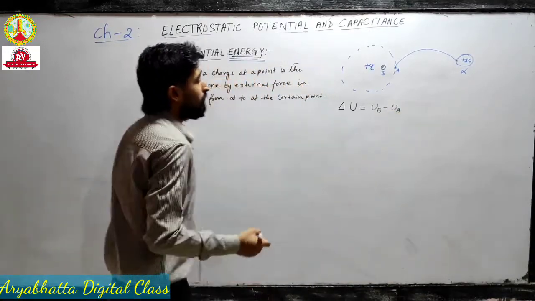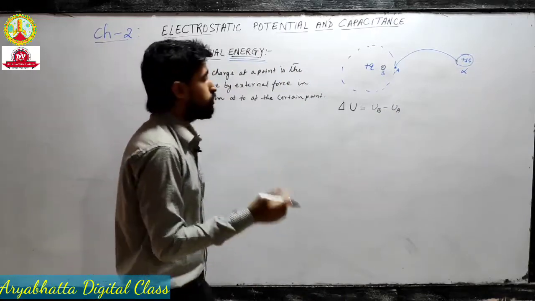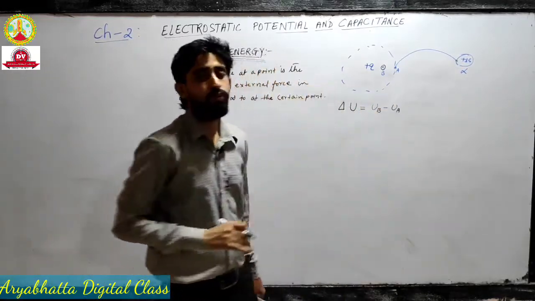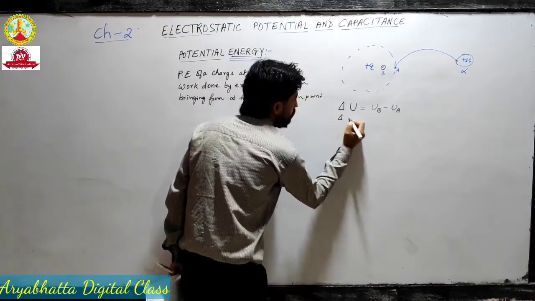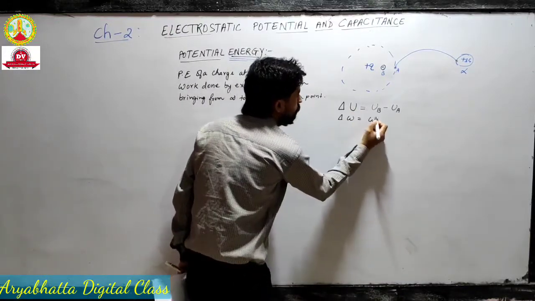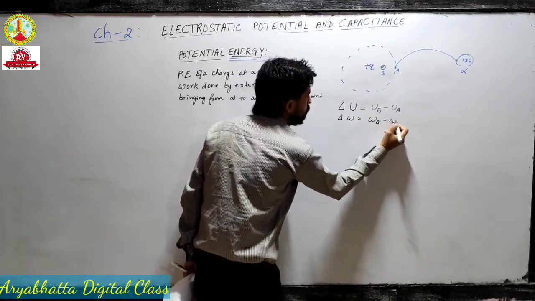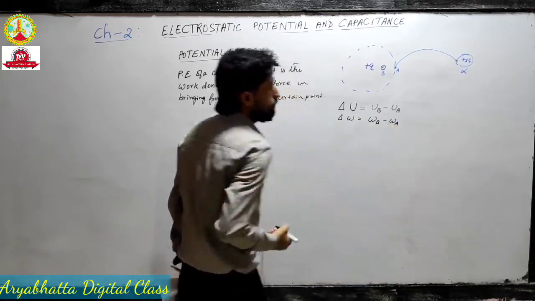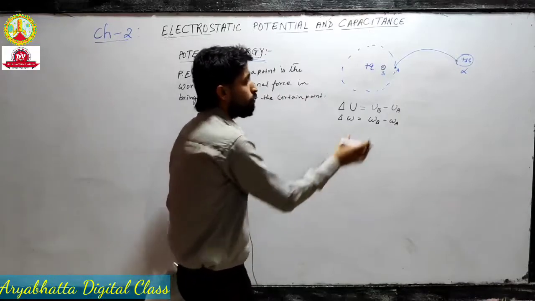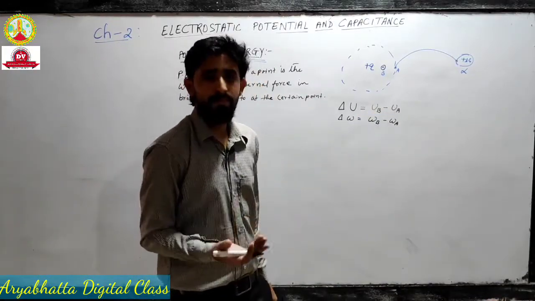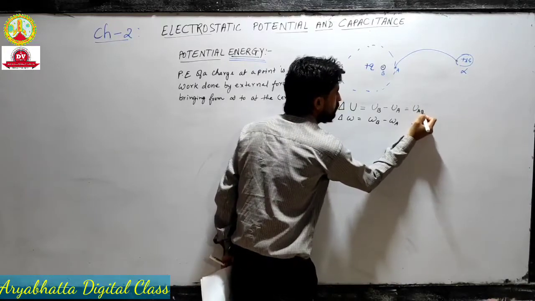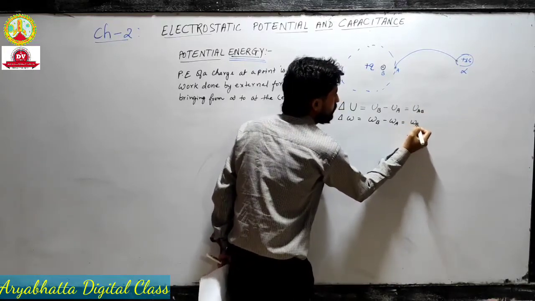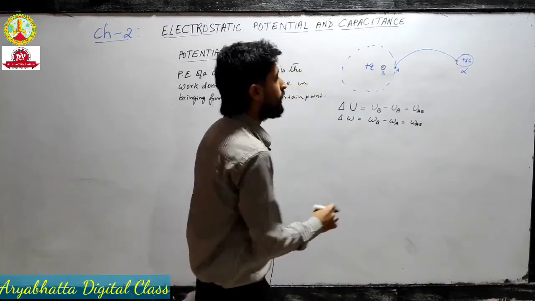So if I need to find the potential energy difference, it will be UB minus UA, or you can write it in terms of work as WB minus WA. Is it clear? And in many books you will find this written as UAB and WAB. This kind of thing is written there.